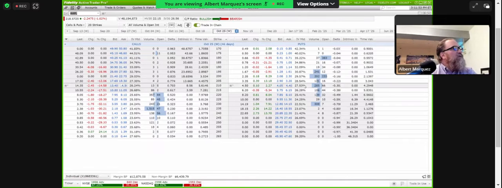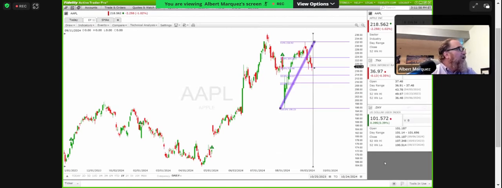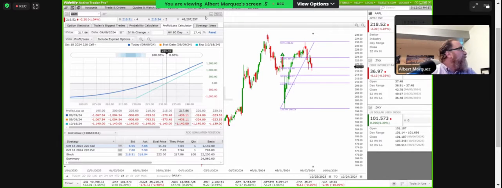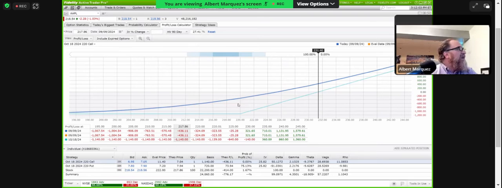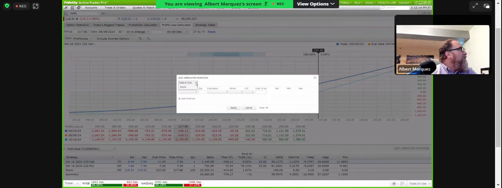So let's see what those would maybe look like with regards to performance. I'm going to pull up one more thing here. That's the profit and loss calculator for Apple. So let me expand this. This is nice because what you can do here is add simulated positions. So I'm going to go ahead and add some simulated positions for us. And I'm going to add this call.